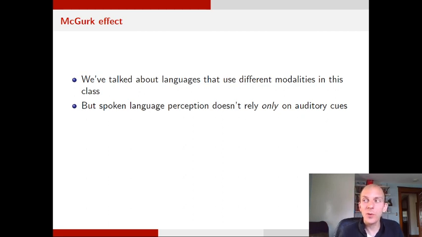But there's some really cool psycholinguistic evidence that just because spoken language is primarily vocal auditory doesn't mean it's entirely vocal auditory. And there's pretty cool evidence that when we're observing and processing spoken language, we also include in our observations visual cues. And here we get the McGurk effect.